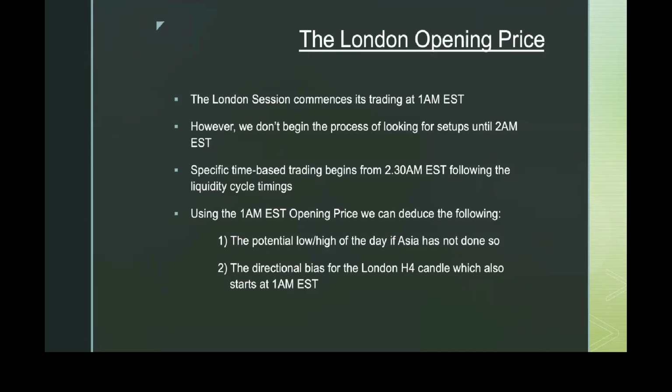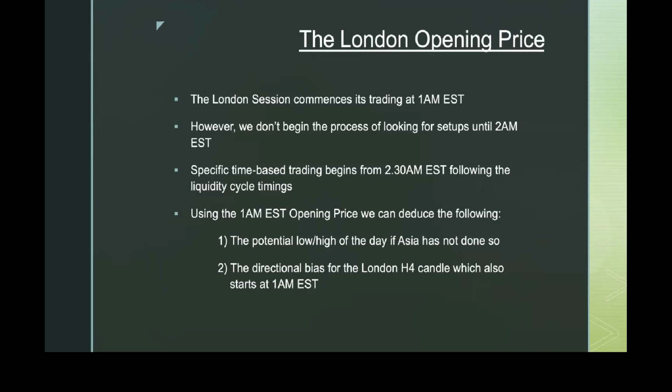And using the 1 a.m. EST opening price, we can deduce the following. Number 1, the potential low or high of the day, if Asia has not done so. For example, if Asia does not have a large range day, which leads to the high of the day or low of the day forming, we can anticipate this happening inside of London.